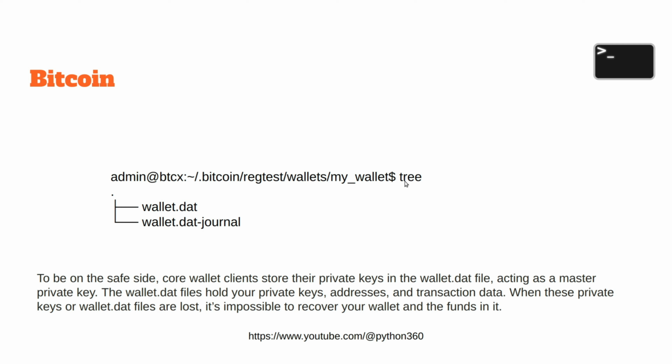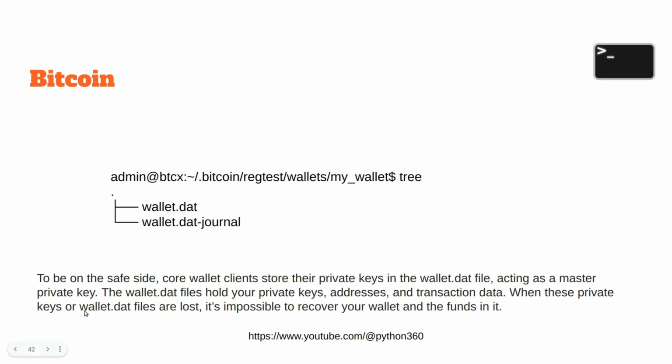If you do tree, if you've not got tree available, you will need to install it. I don't know if it's available on Windows, but on Unix, Linux, sudo apt get install tree. Is it brew install tree? I don't know if it's standard on Mac. You'll see wallet.dat, wallet.dat-journal. To be on the safe side, core wallet clients store their private keys in the wallet.dat file, acting as a master private key. The wallet.dat files hold your private keys, addresses, and transaction data.